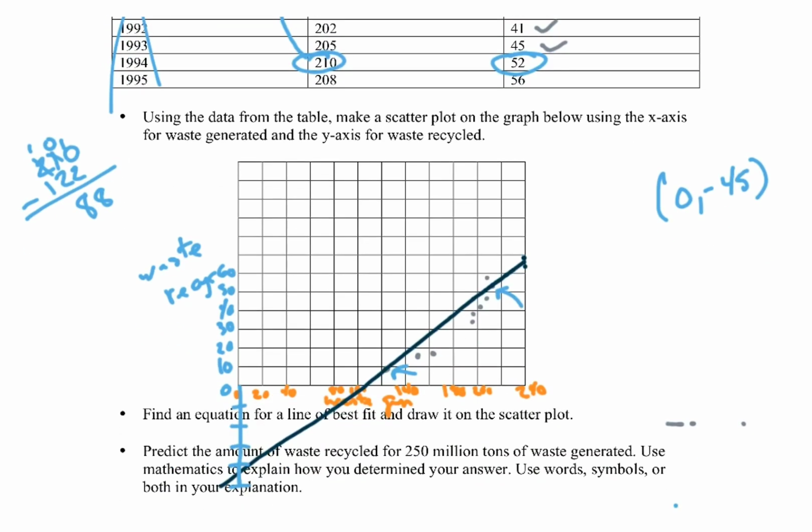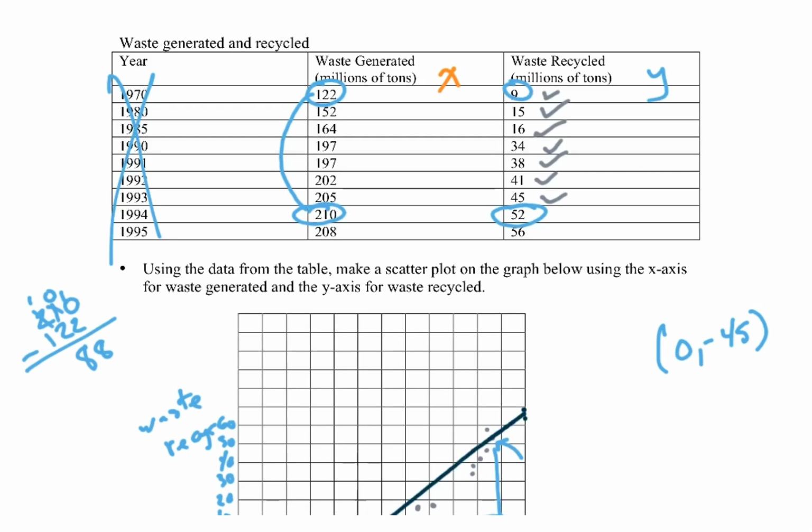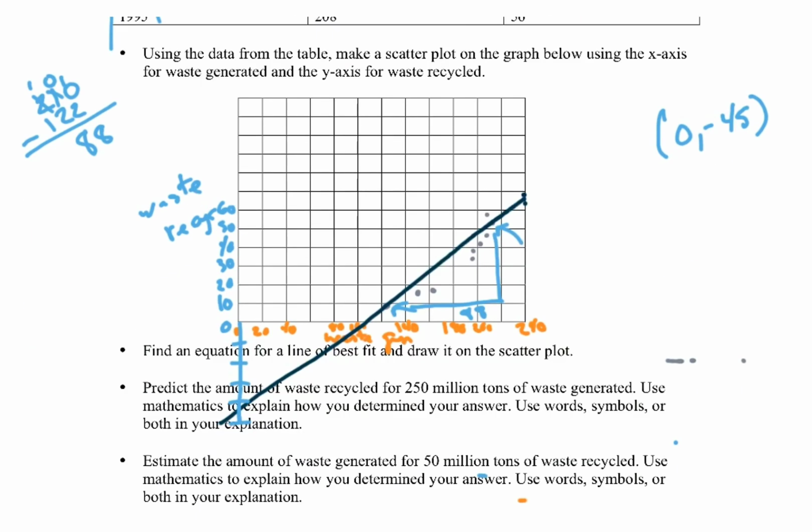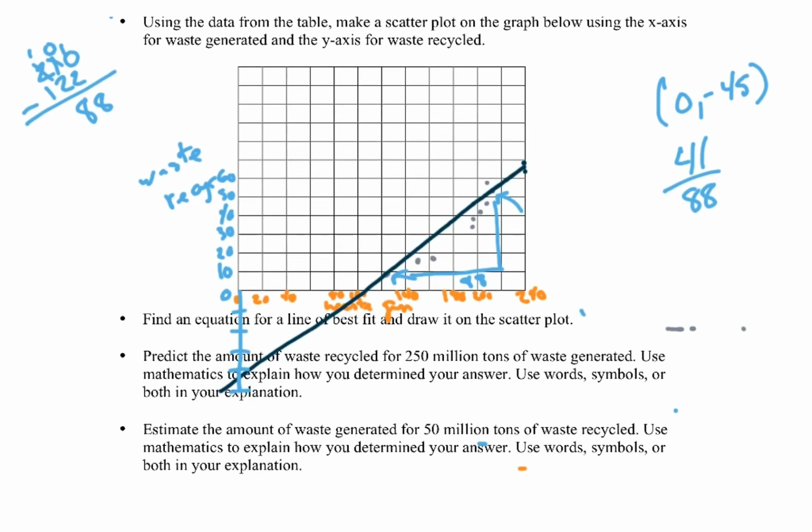Okay, so if we're subtracting, it would be 88. So we go to the right 88, and we go up from 9 to 52, so we'd go up 41. So slope would be 41 over 88. Okay, so my equation: y equals 41 over 88x minus 45. It says predict the amount of waste recycled for 250 million tons of waste generated.